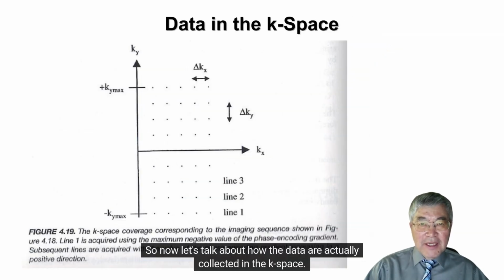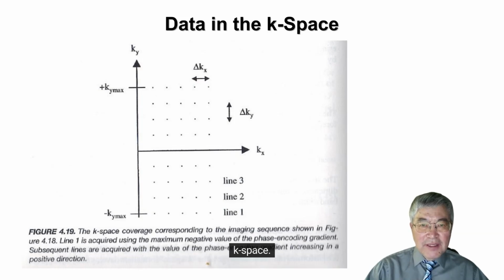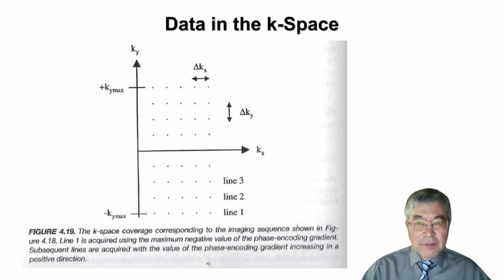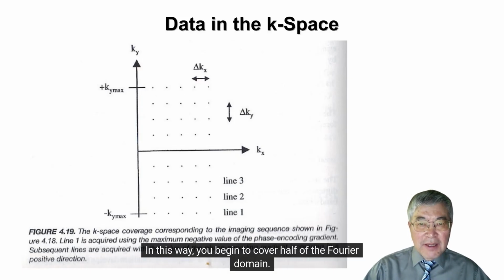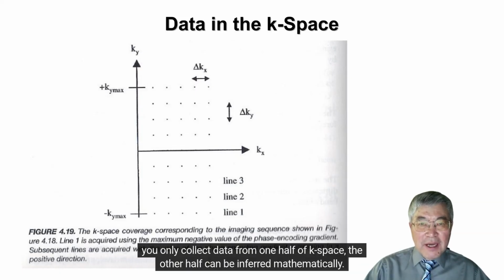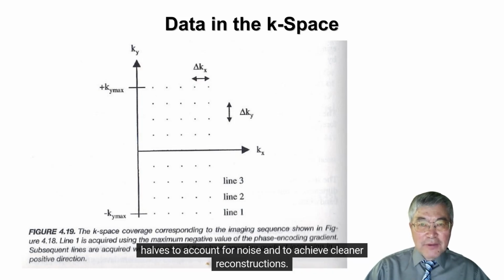So now let's talk about how the data are actually collected in the K-space. When time t equals 0, the K value is also 0, which means you are sitting right at the center of K-space. As time increases during the frequency encoding readout, the trajectory moves gradually toward the right-hand side along the Kx direction. In this way, you begin to cover half of the Fourier domain. Now remember, for real-valued functions, the Fourier transform has a very useful symmetry property. If you only collect data from one half of K-space, the other half can be inferred mathematically. This symmetry reduces the amount of data we need, but in practice, MRI systems still often collect both halves to account for noise and to achieve cleaner reconstructions.